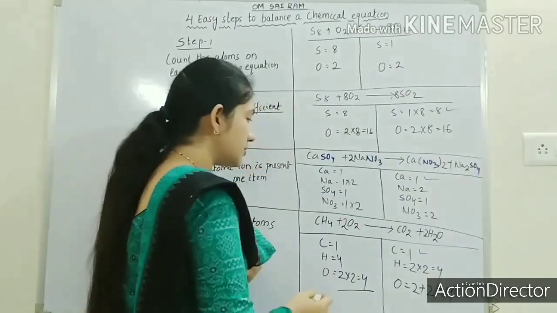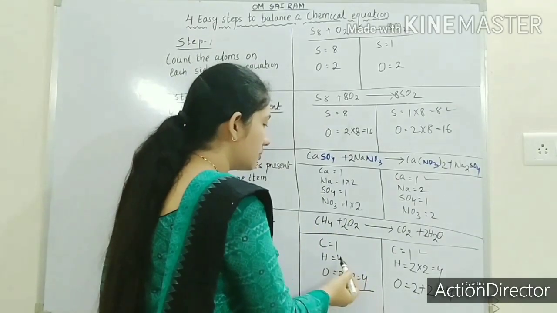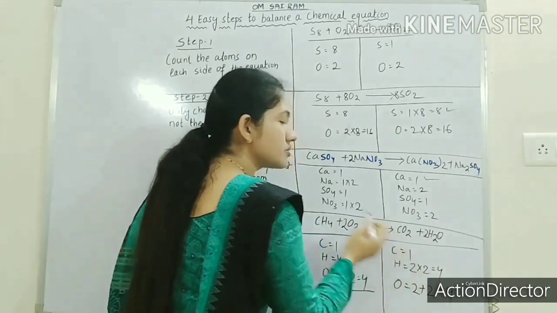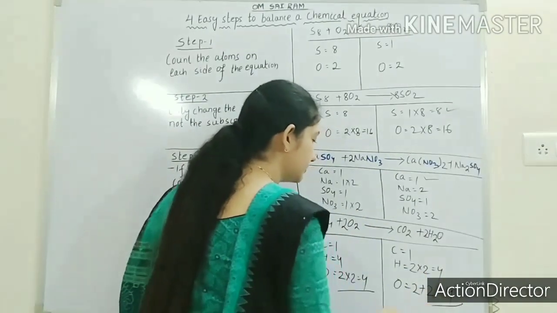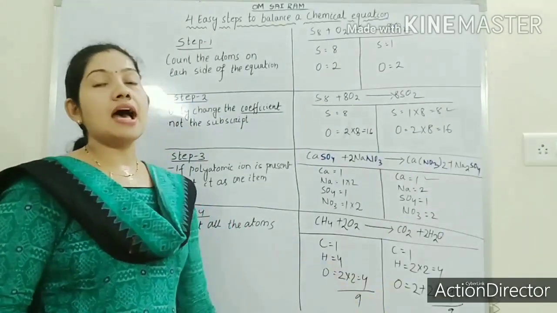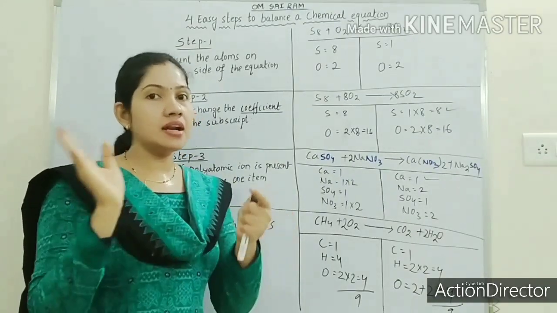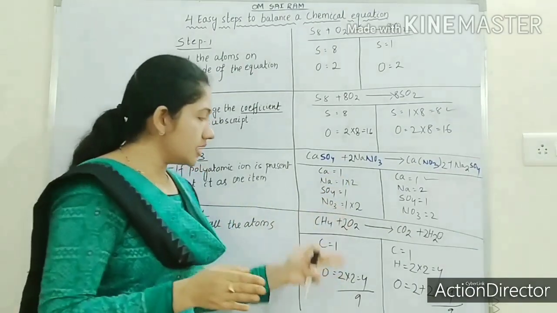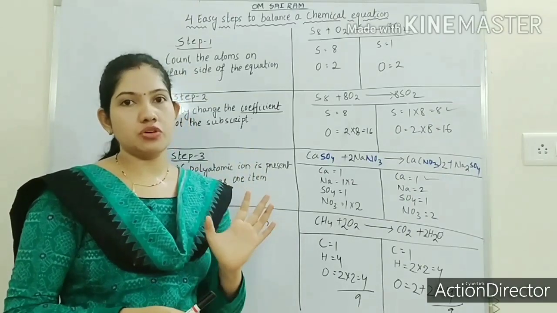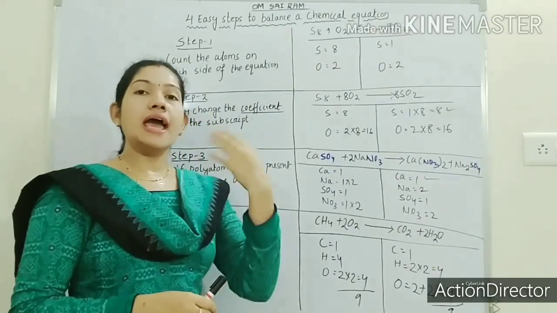Now let us count the number of atoms. 4 plus 4 plus 1. This side 4 plus 4 plus 1. Same. Okay. Just at last count the number of atoms. If you get a similar number, if the number is equal, then you can say that this is a balanced chemical equation. Got it?